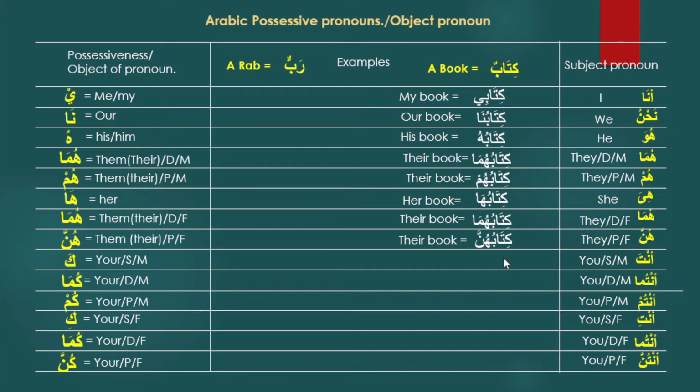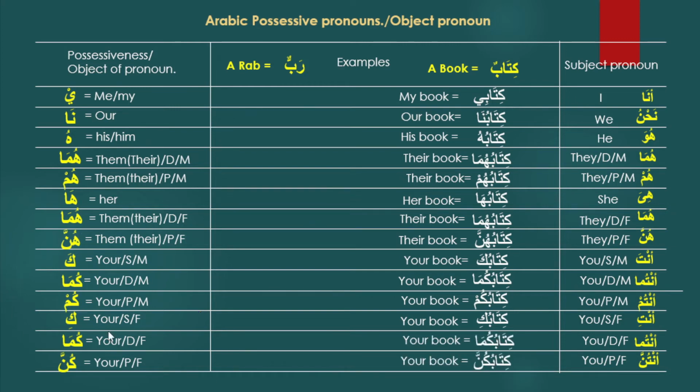Similarly, for your book, we have to add ka. Now we get kitabuka, your book. Similarly, kitabukum, kitabukuma, kitabukum, kitabuki, kitabukuma, kitabukunna. Just add this object pronoun, then we will get this word. My book, our book, his book, your book, etc. Let's see one more example.